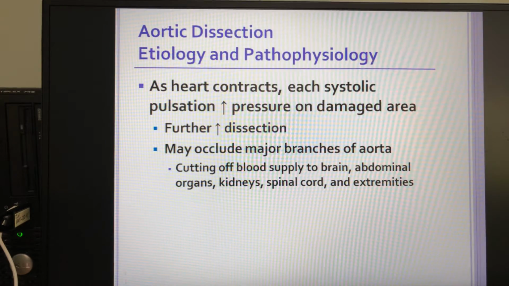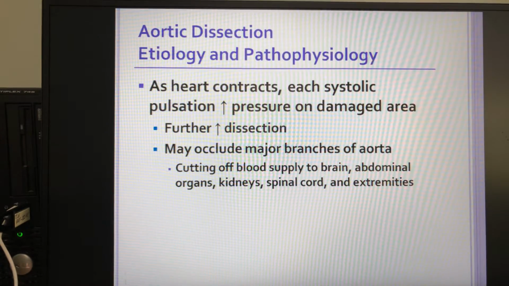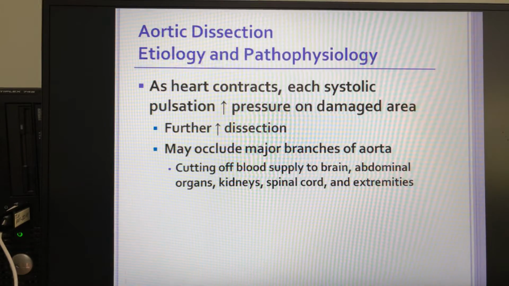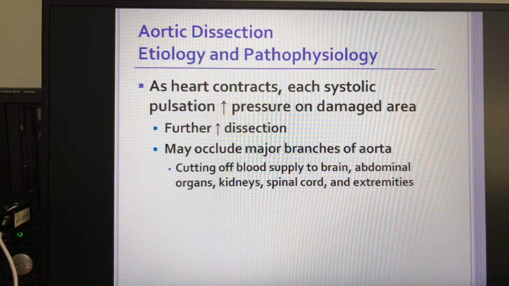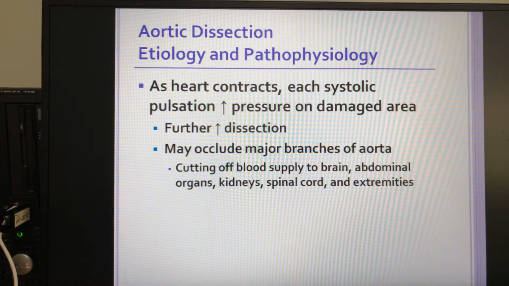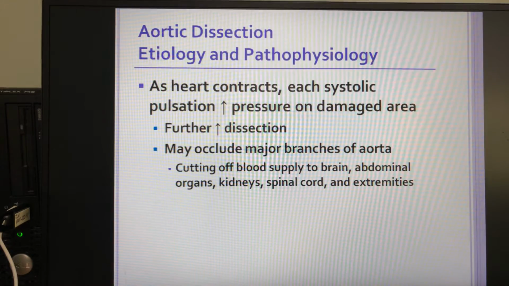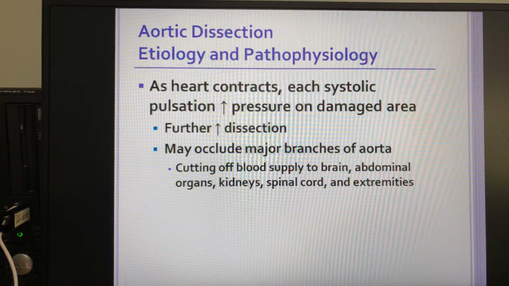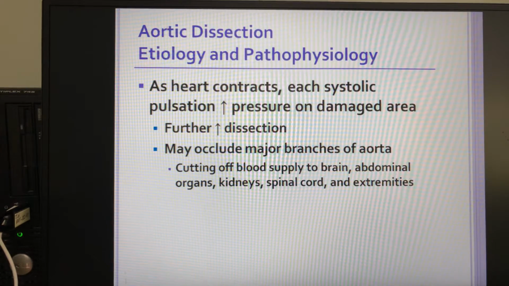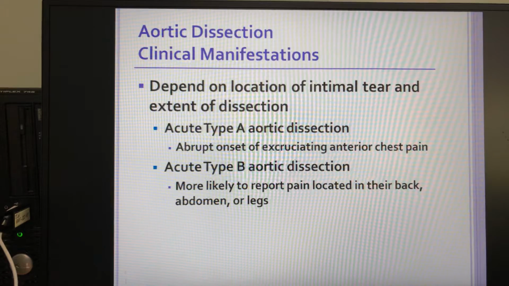So as the heart contracts, each systolic pulsation increases pressure on the damaged area, further increasing the dissection, and it may end up occluding major branches of the aorta, and that in turn will cut off blood supply to the brain, abdominal organs, kidneys, spinal cord, and extremity. So as you can see, aortic dissection is very critical.